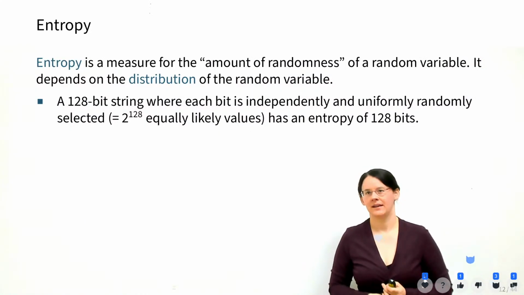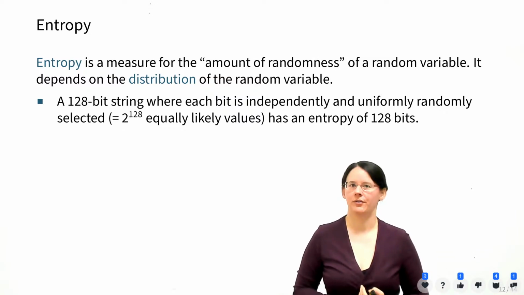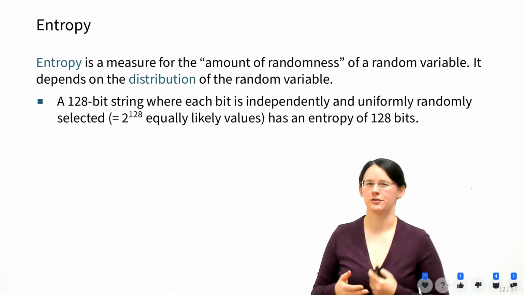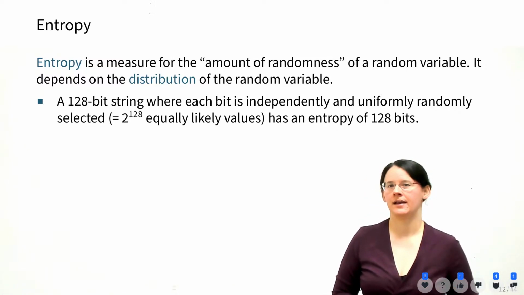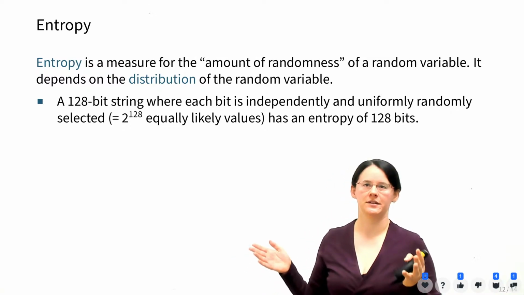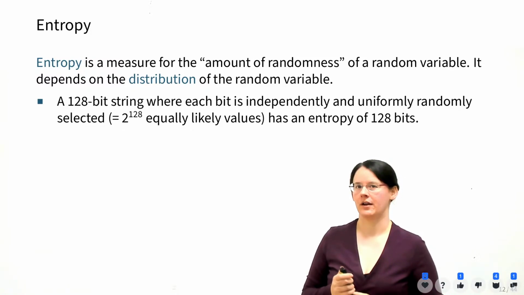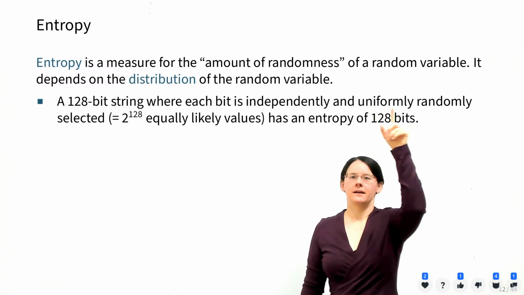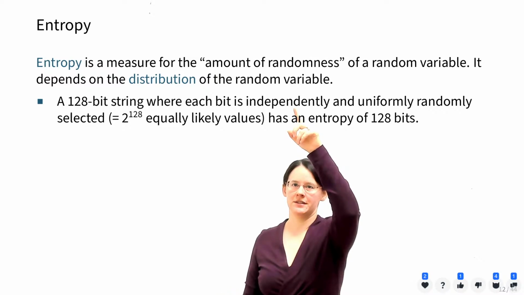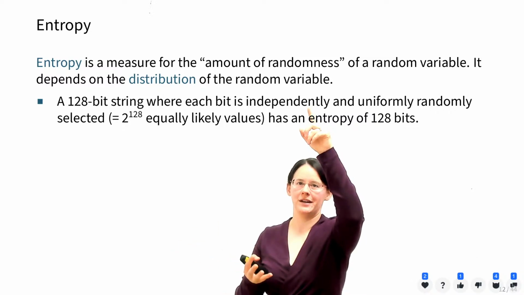So, what is entropy? Essentially, it's a measure for the amount of randomness or the amount of information that a random variable possesses. So, it's saying something about the distribution of a random variable. So the process how the random variable was chosen. As a simple example, if you generate a long bit string, so let's say a 128-bit string, where each of the 128 bits is chosen independently and uniformly randomly. What does that mean? Well, uniformly randomly means that each bit is 50% a 0, 50% a 1. And independently means that each of the bits is chosen independently of the others. So the fact that the first bit, for example, is a 0 doesn't influence the probability that the second bit is a 0.